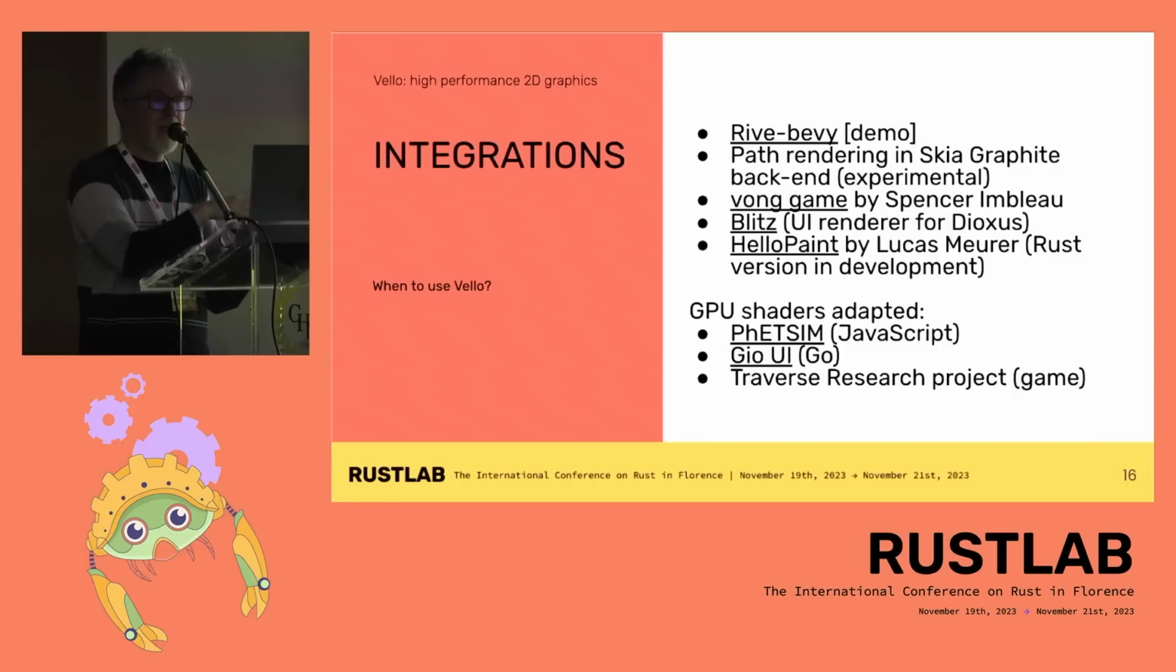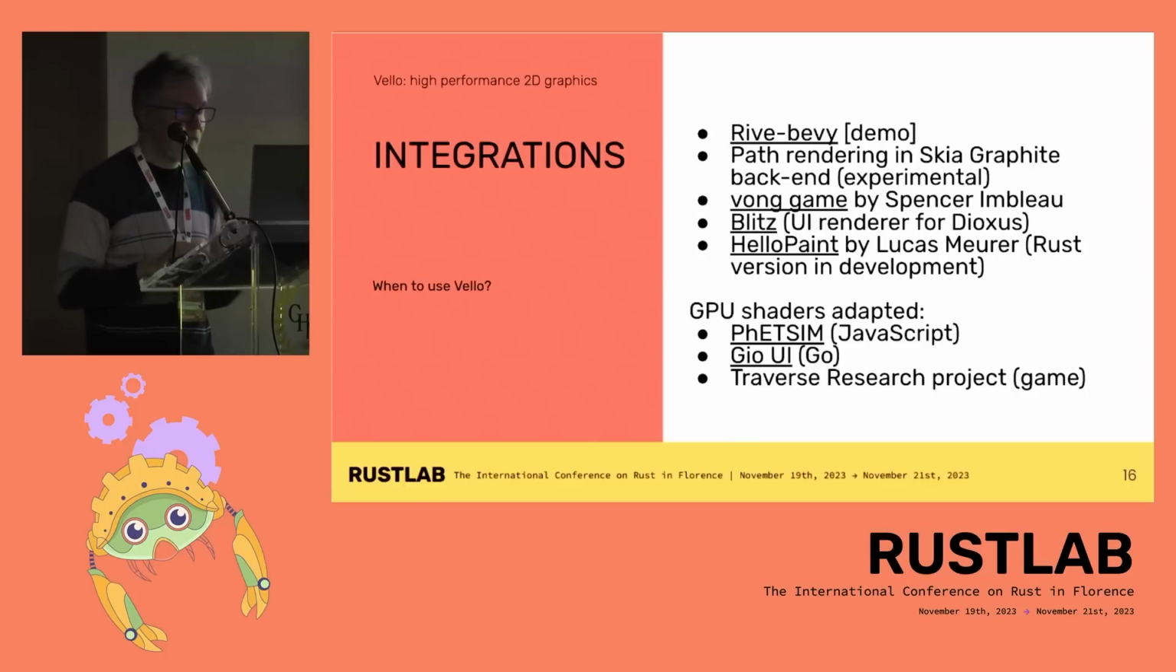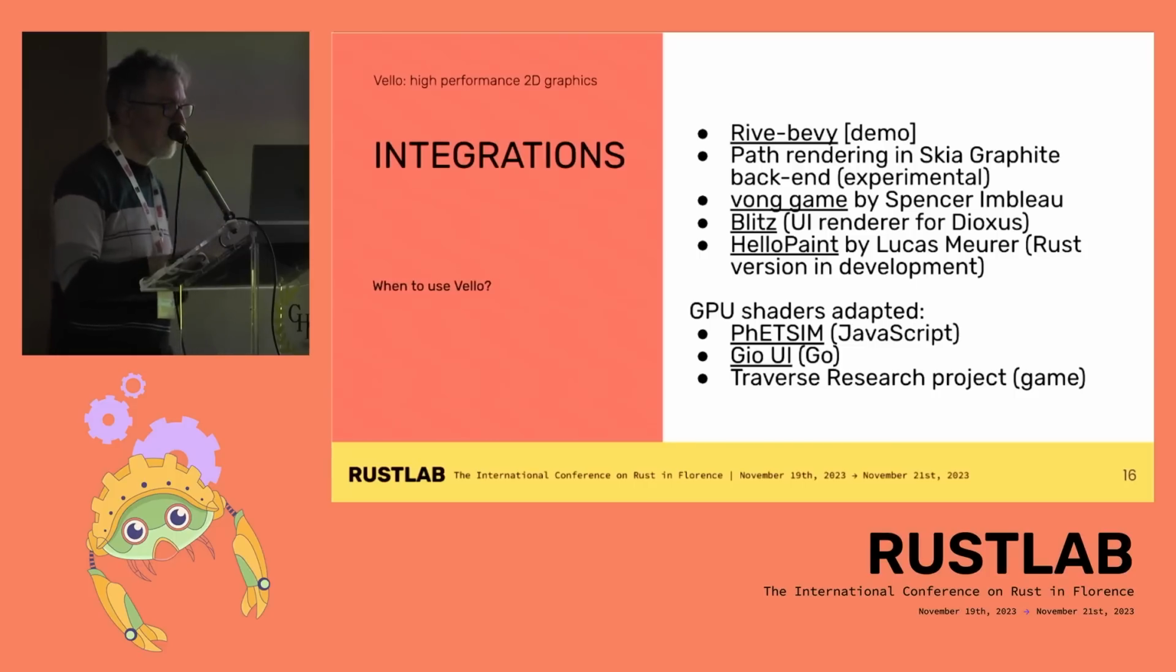And there's at least 3 projects out there that have taken those shaders and adapted them. So FetSim, which is a kind of educational scientific project, is written in pure JavaScript and runs all the shaders in JavaScript. There's the GOUI written in Go, same story, where they take the shaders and run them in Go. And there's also, I don't have the details yet, a project by Traverse Research. I believe they're using it mostly for their loading screen, but they've found that this is a good solution as well.